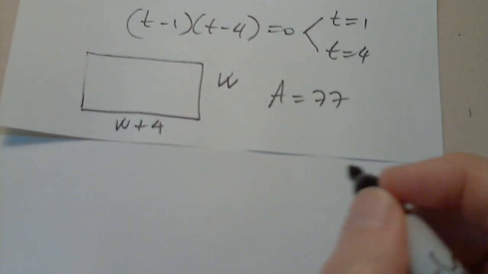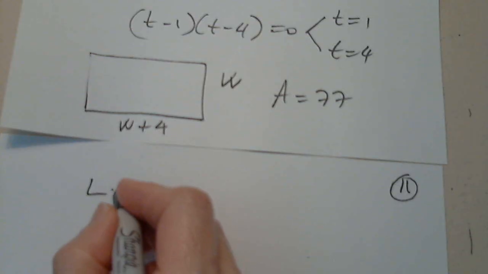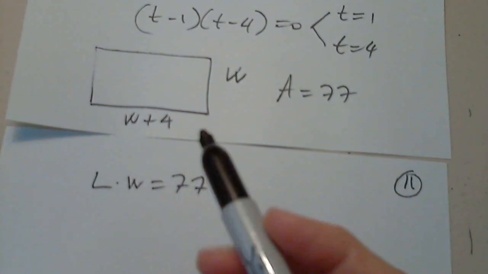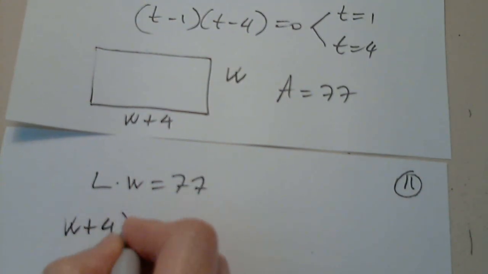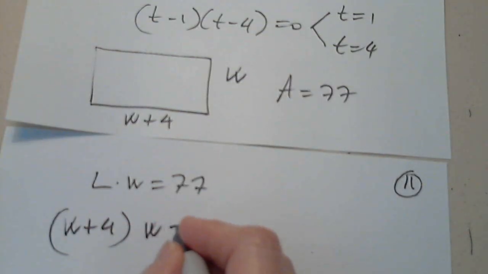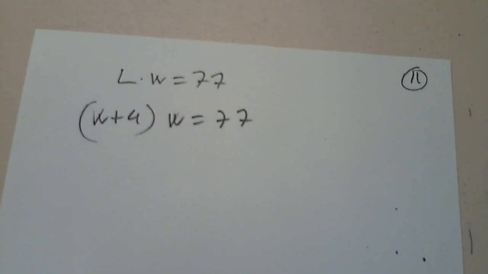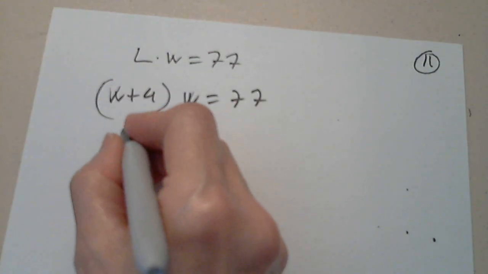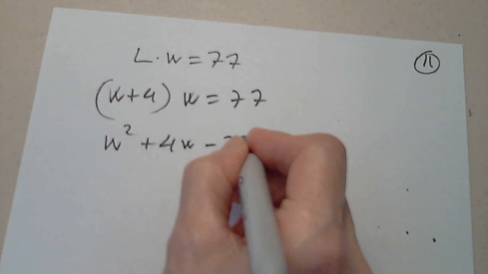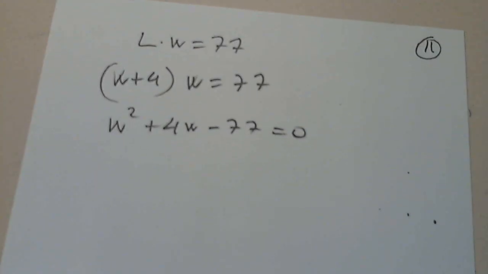So length times width equals 77. The length is W plus 4. The width is W. W times W plus 4 equals 77. I cannot solve unless I have 0 on one side. I distribute, of course. Minus 77 equals 0.